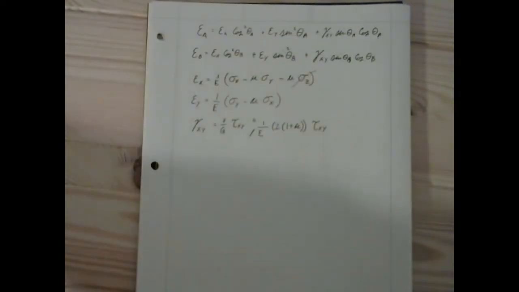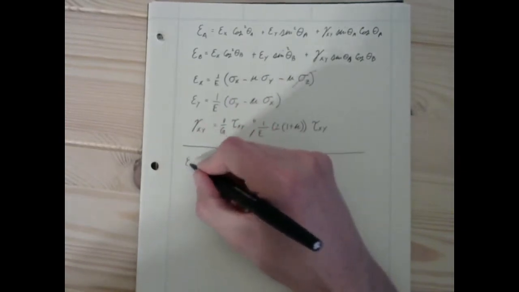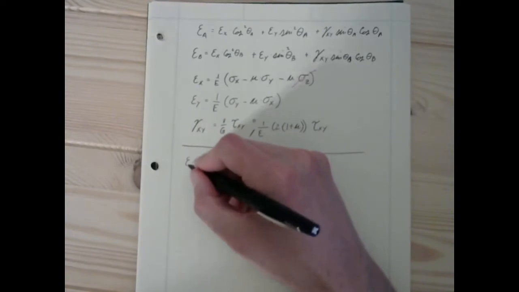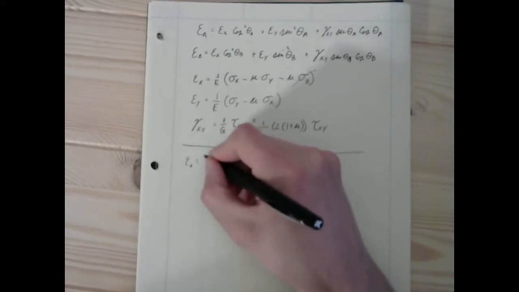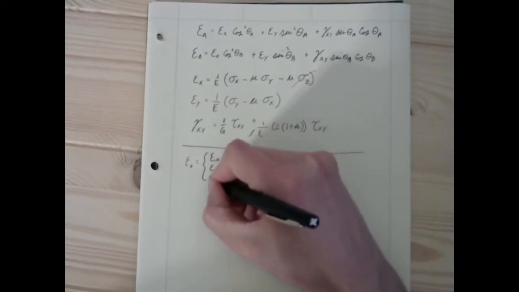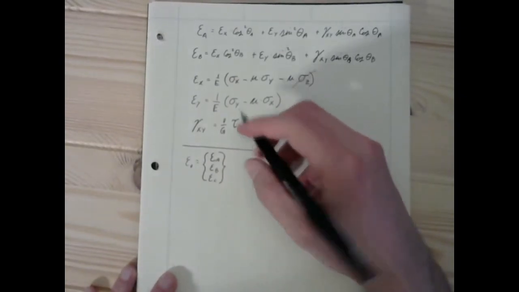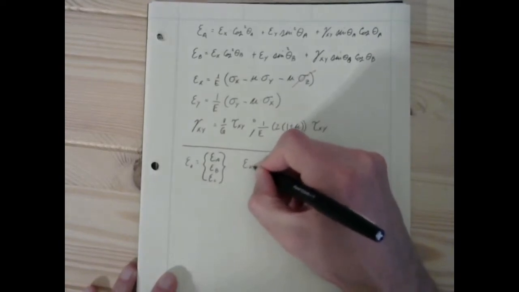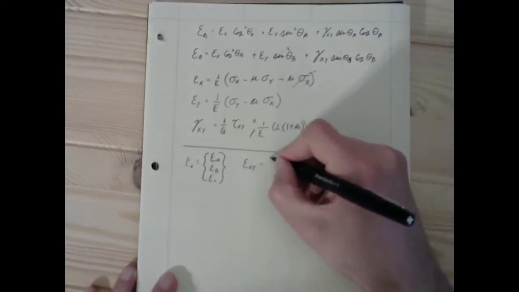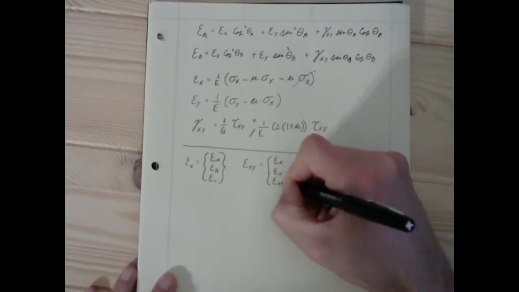So it is a true fact that if we define our strain vector as just the strain at A, strain at B, and the strain at C, and then we identify our second strain vector in the x and y direction as the strain in the x direction, the strain in the y direction, and the strain in the x, y direction.